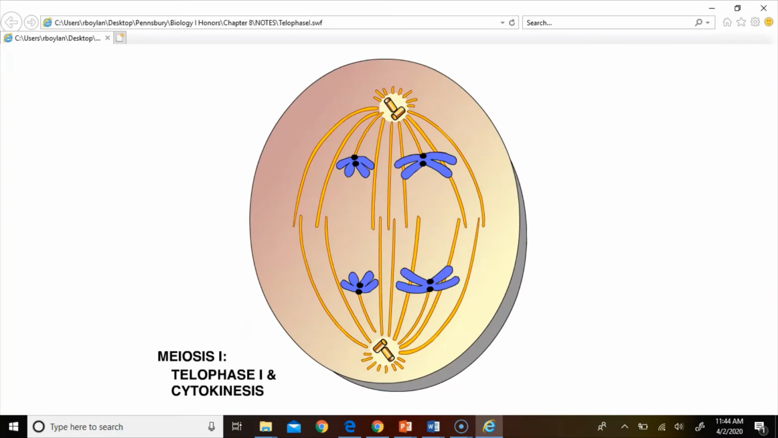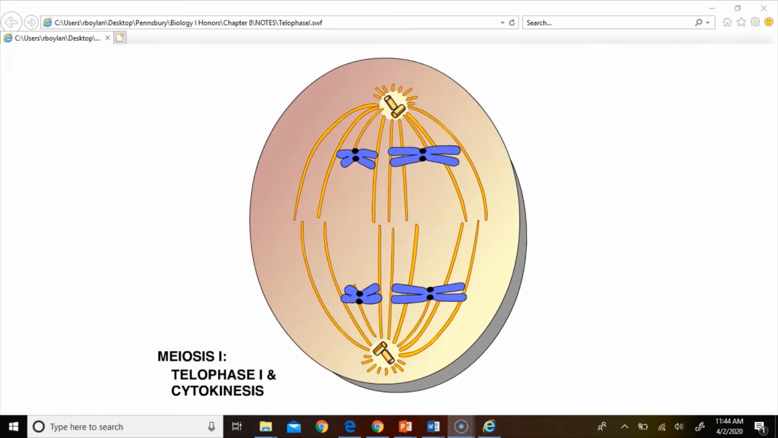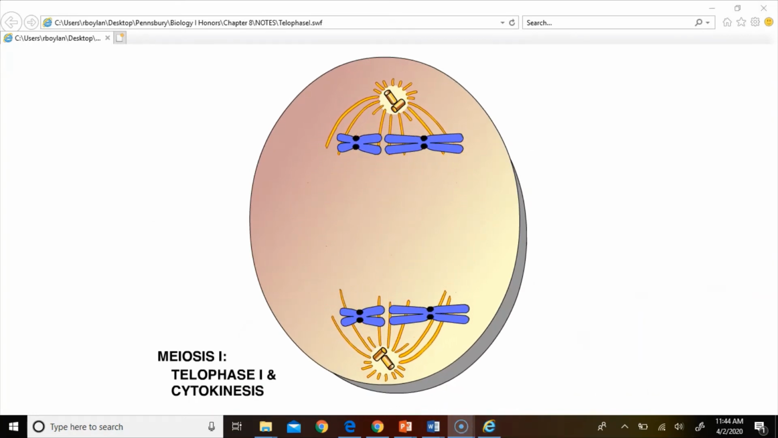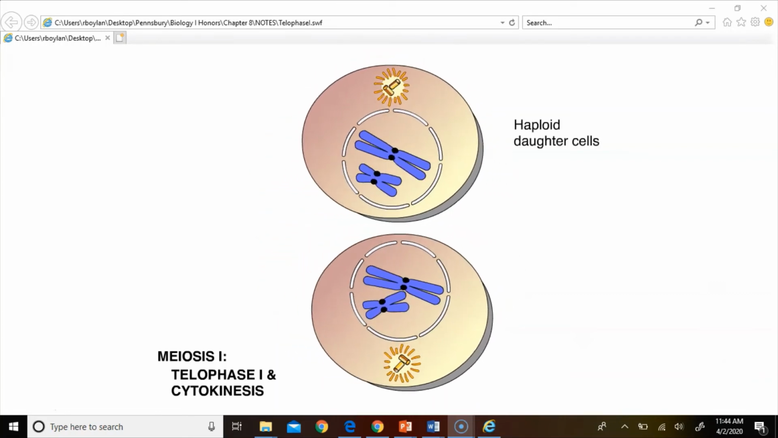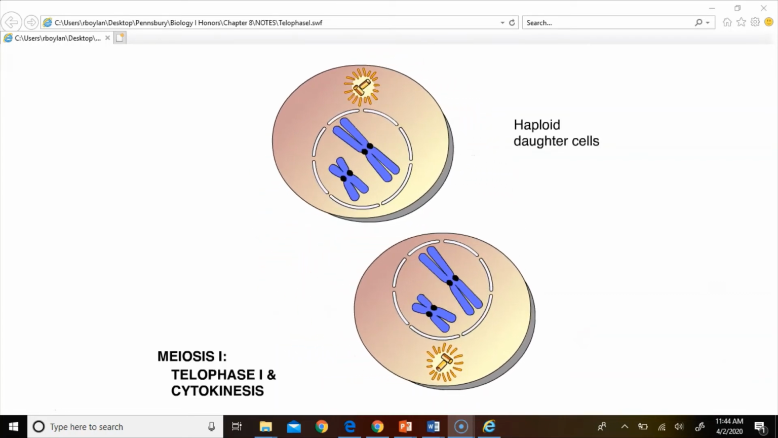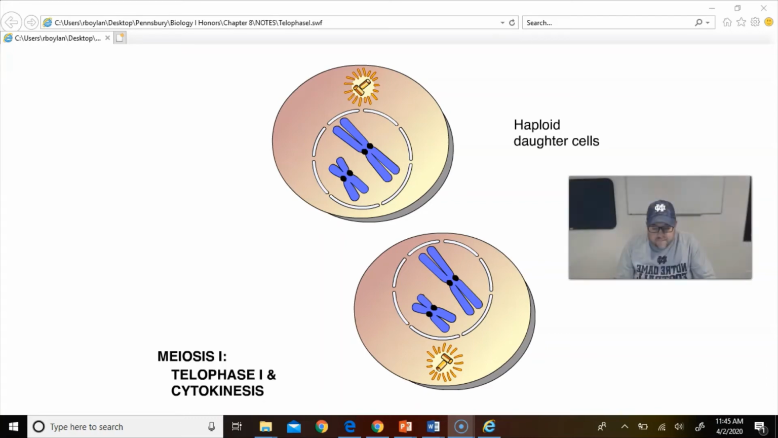The chromosomes finish their journey during telophase I. Cytokinesis occurs, producing two haploid daughter cells. Note that each chromosome still consists of two sister chromatids. Meiosis isn't over yet. Remember that it consists of two consecutive divisions. During meiosis II, the sister chromatids will be separated.